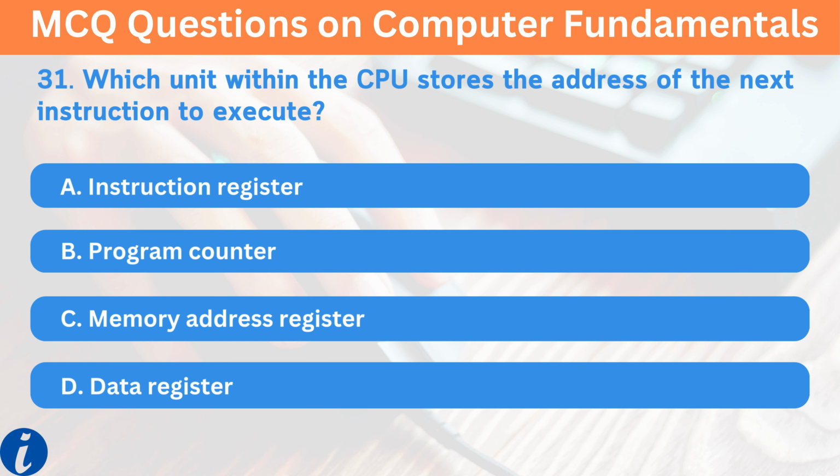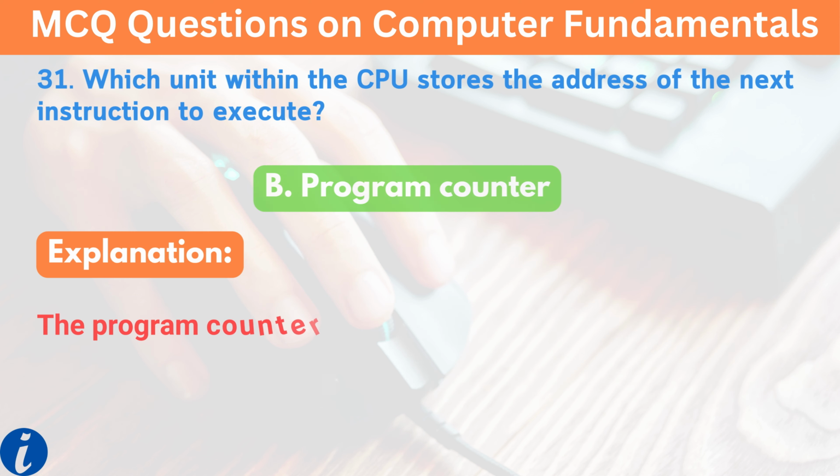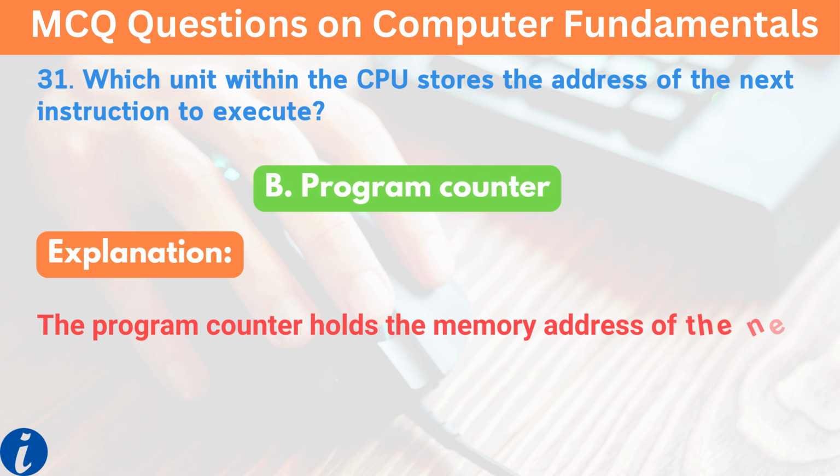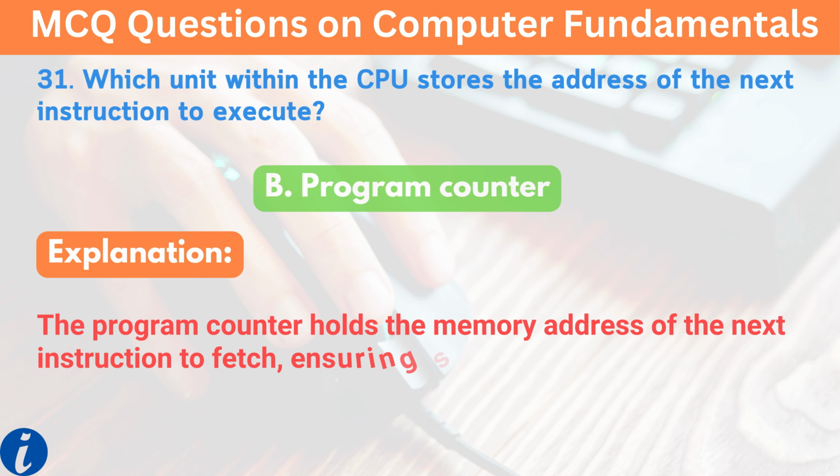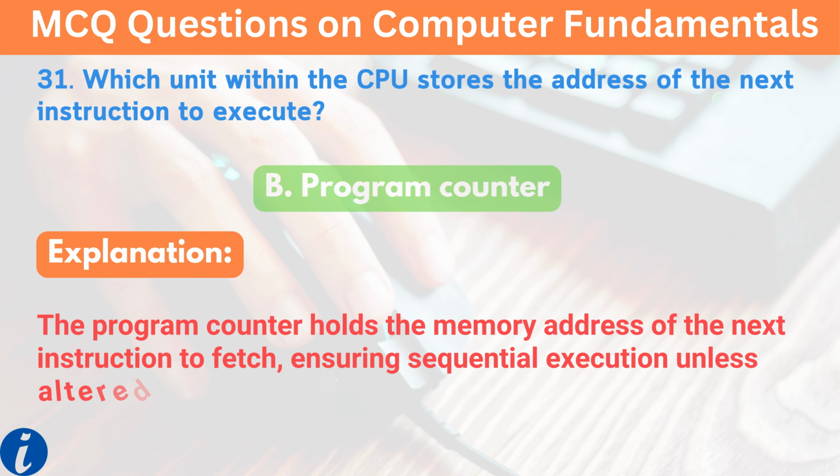31. Which unit within the CPU stores the address of the next instruction to execute? A. Instruction register. B. Program counter. C. Memory address register. D. Data register. The correct answer is B. Program counter. Explanation: the program counter holds the memory address of the next instruction to fetch, ensuring sequential execution unless altered by control flow operations.